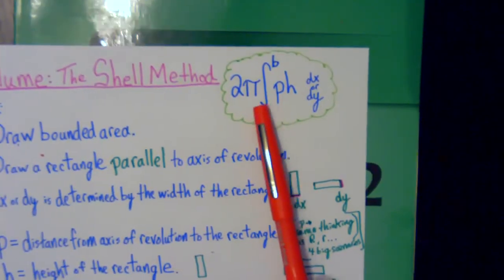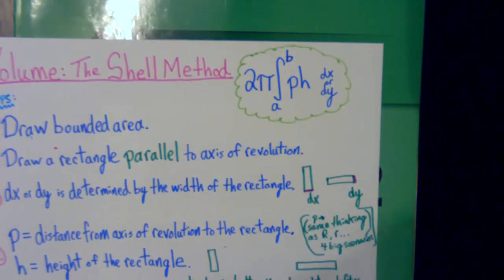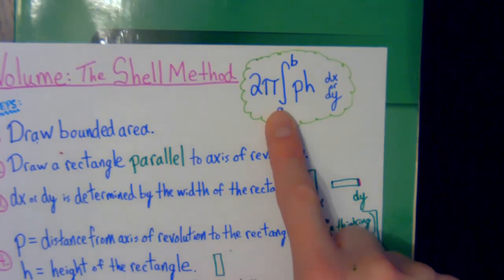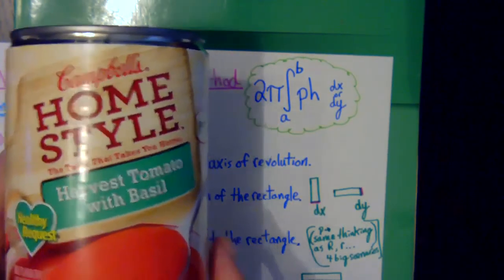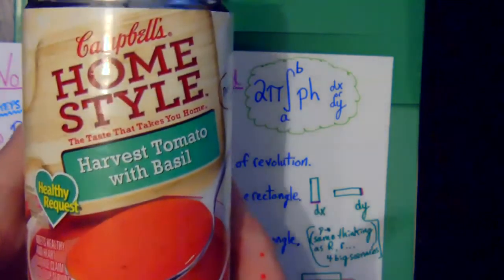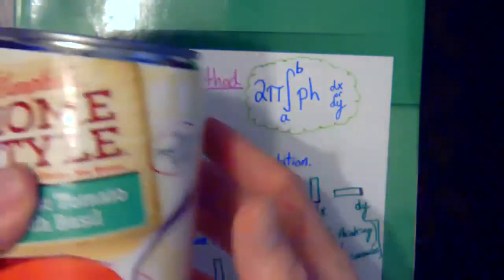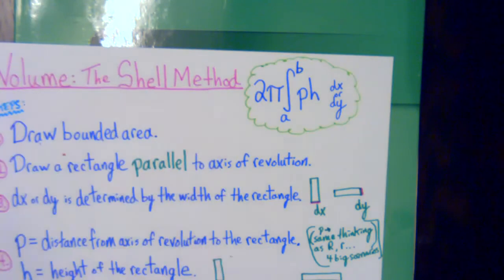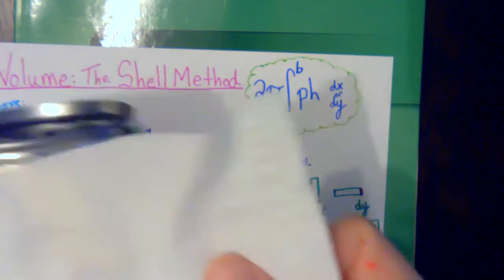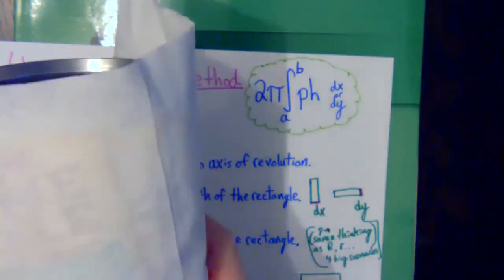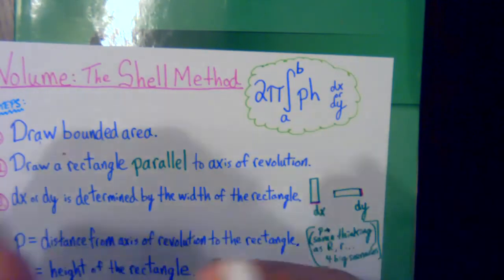But let me just talk about where this formula comes from. If you take a cylinder, like a Campbell's soup label, and you unravel this label, think about what shape that creates. You get a rectangle, like a Kleenex. And the thing is, that rectangle started off as a circle, and then you unraveled it.